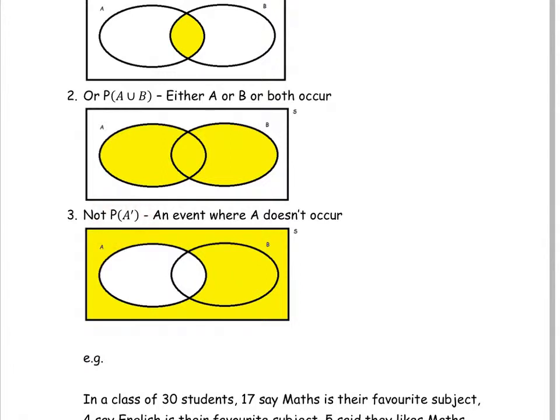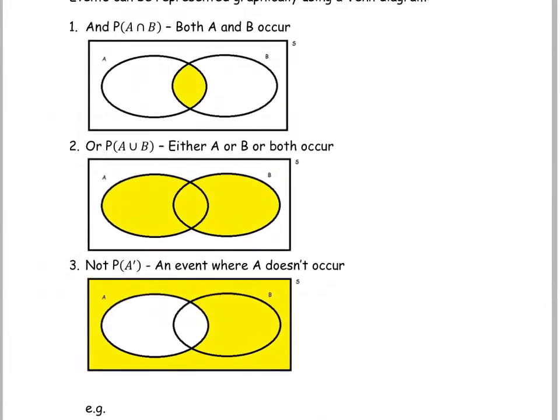So we've got 3 key new terms here and notation. We've got the AND notation, the OR notation, and the NOT notation. Now we're going to try and take these theories to have a go at a new question involving a Venn diagram.